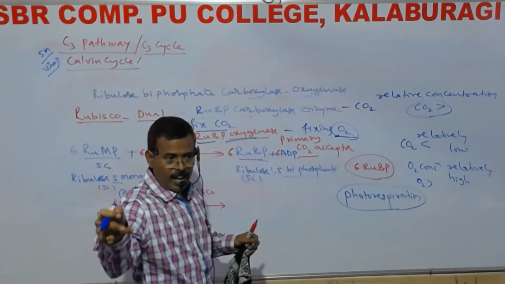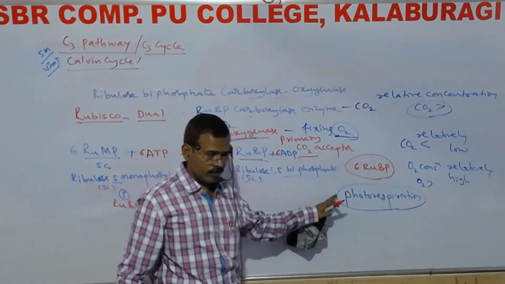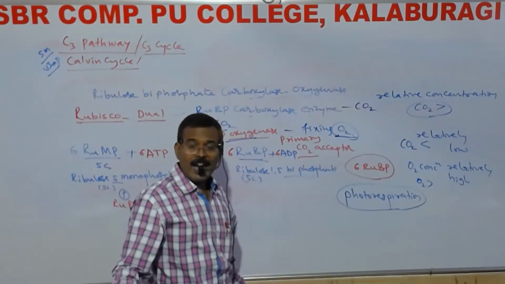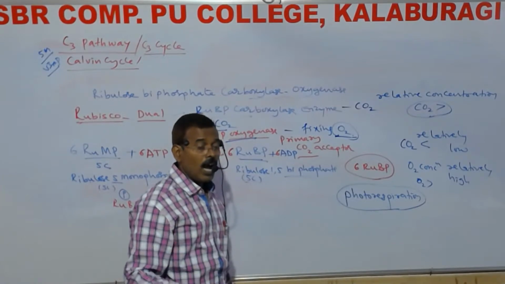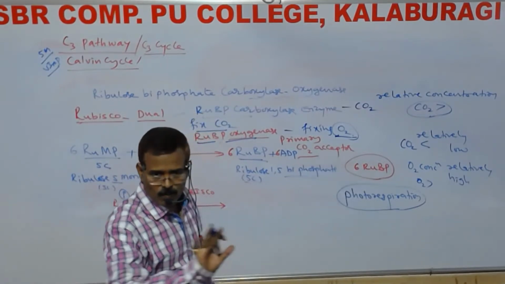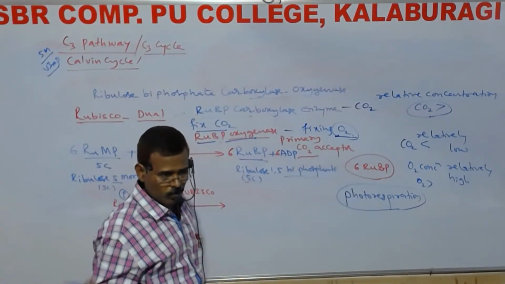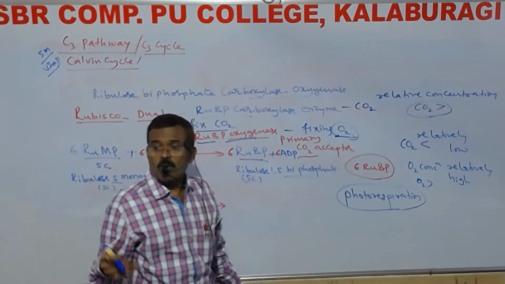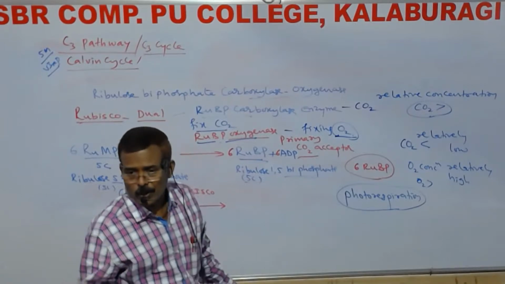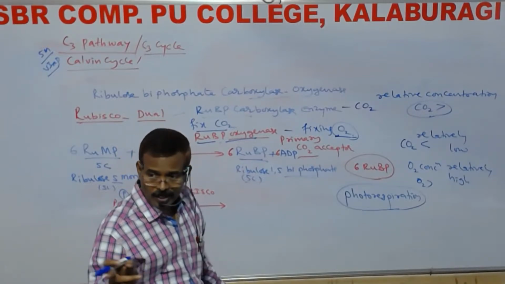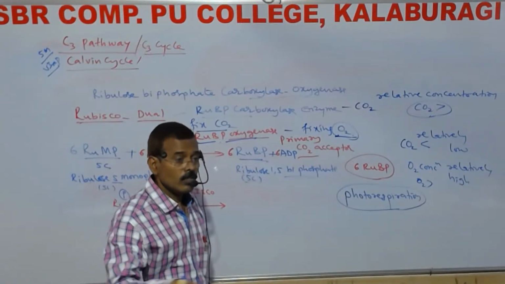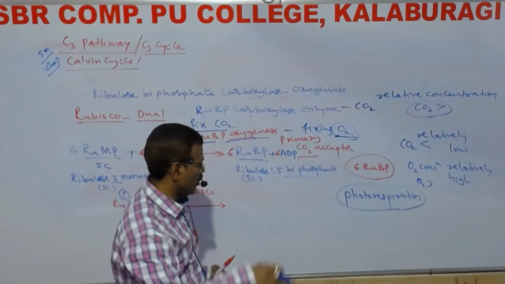C3 plants can perform photorespiration, whereas C4 plants avoid photorespiration. C4 plants do not perform photorespiration. Because of photorespiration in C3 plants, photosynthetic yield can be reduced. Remember, photosynthetic yield can be reduced because of photorespiration. We will learn that a little later on.